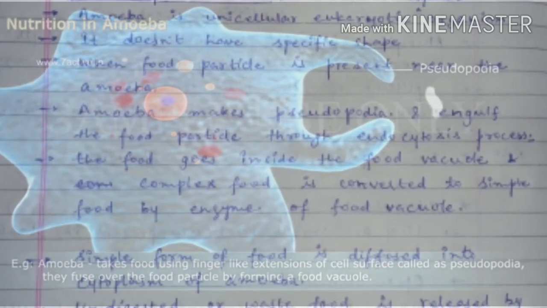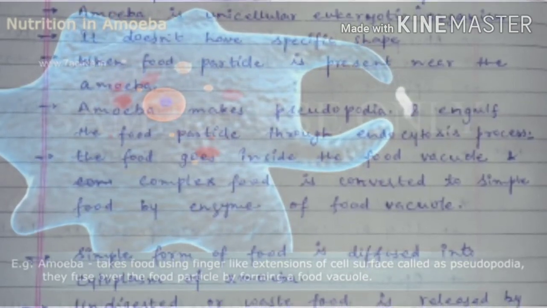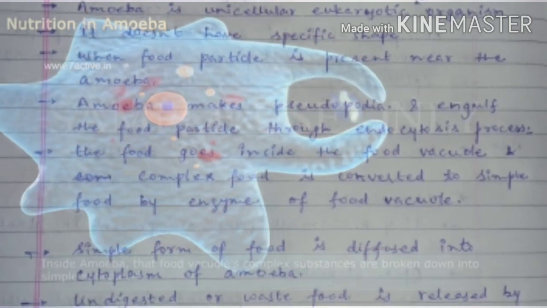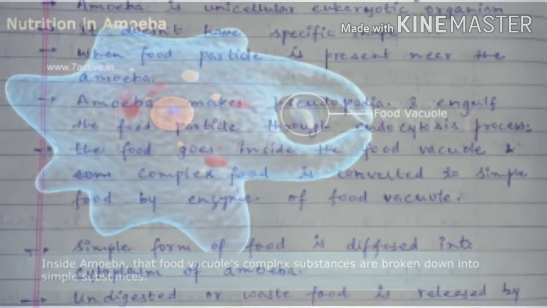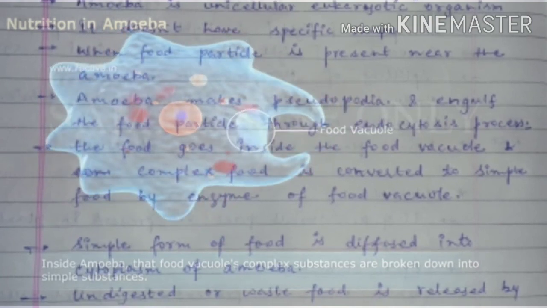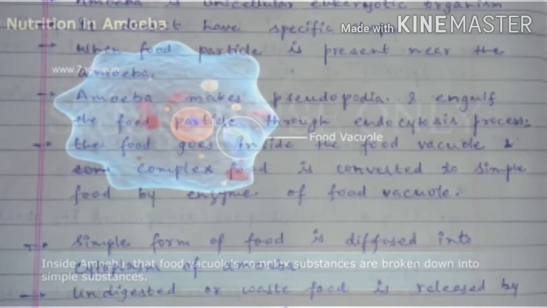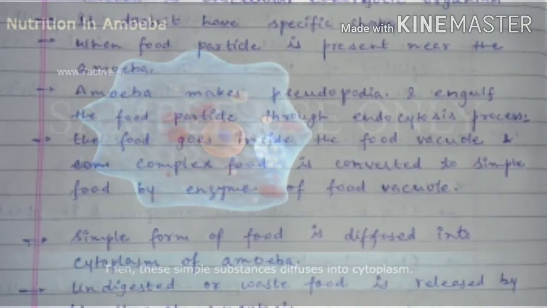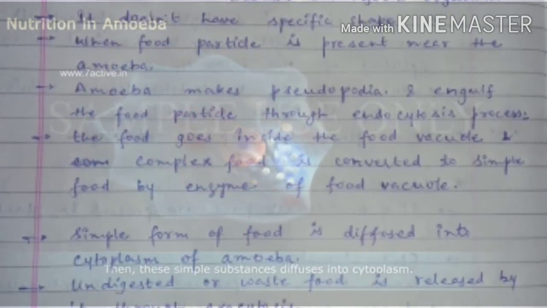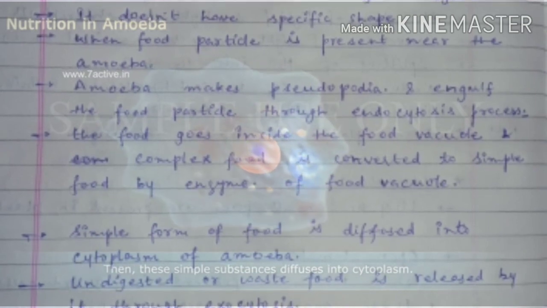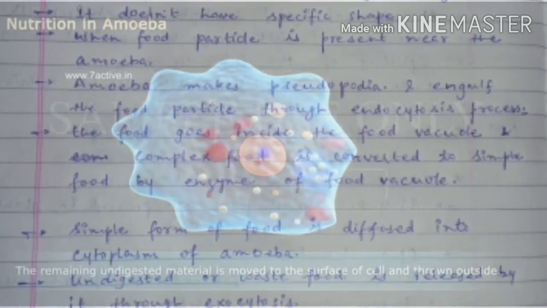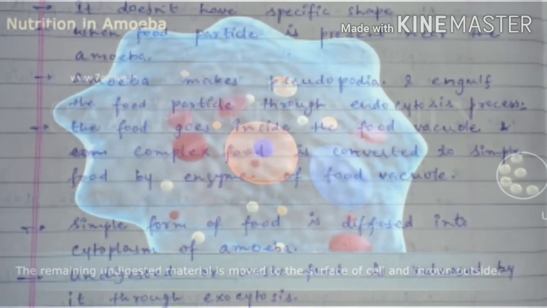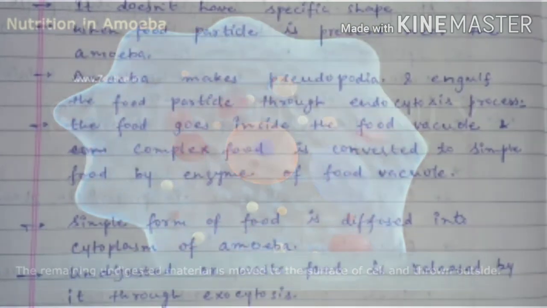Then the food goes into the food vacuole, and the complex form of food is converted into a simple form of food. Then that simple form of food diffuses into the cytoplasm of the amoeba. Then undigested food is released by the amoeba through the process of exocytosis. So this is the process that takes place inside the cell of the amoeba.